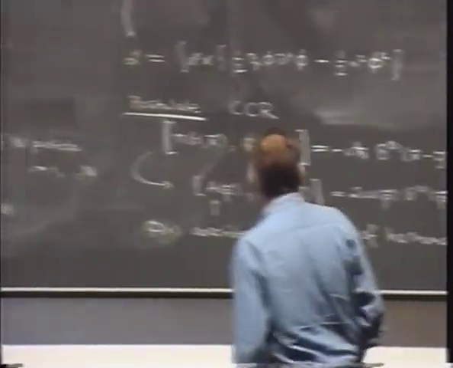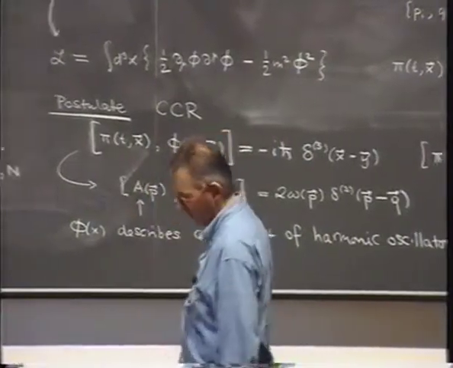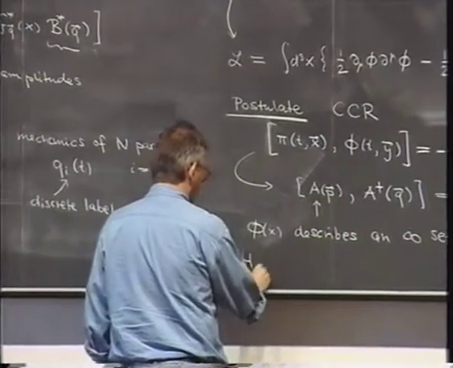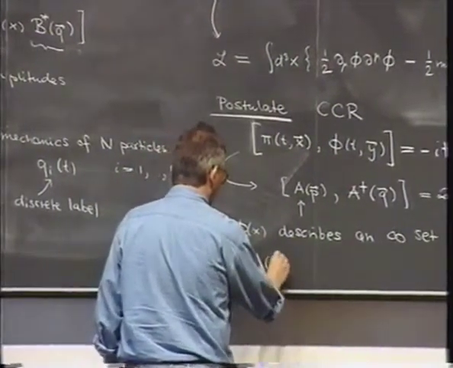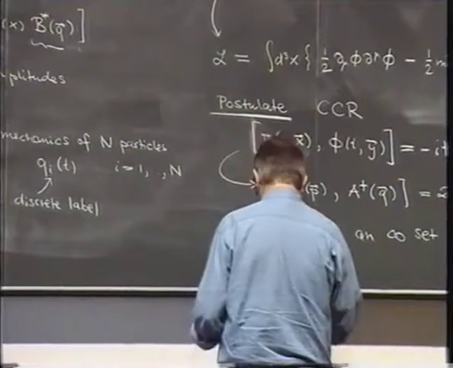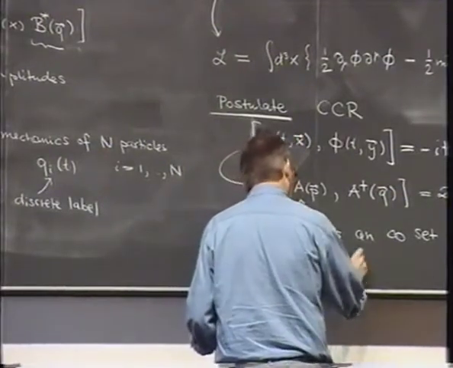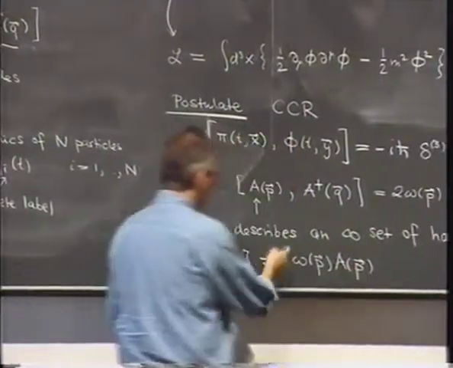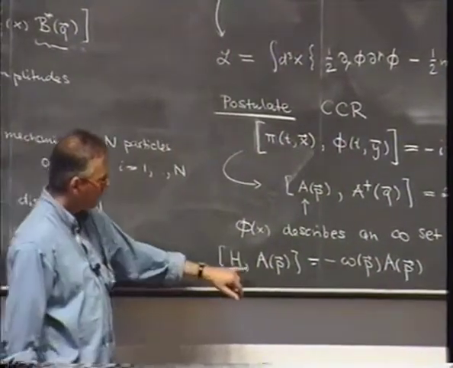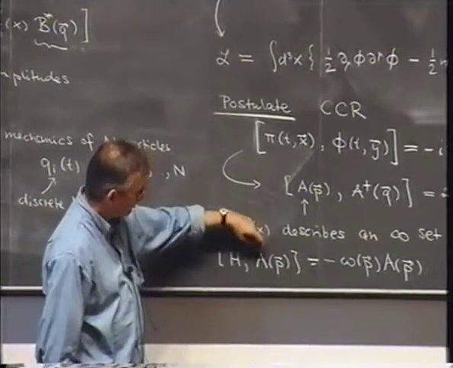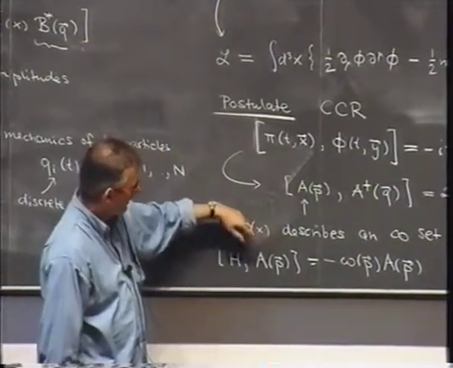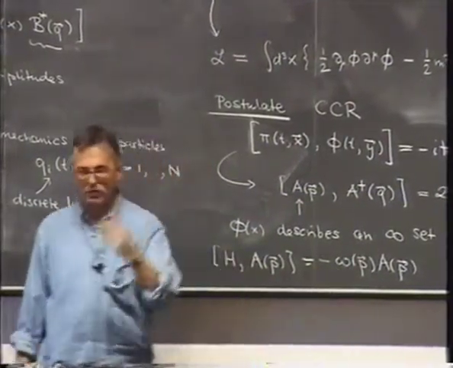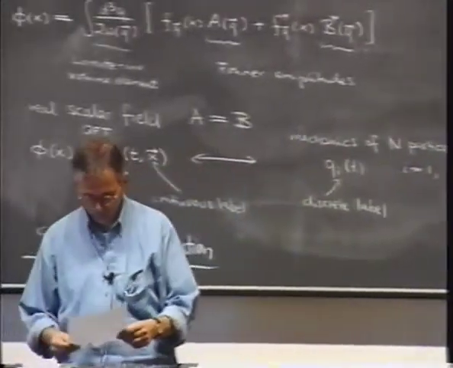And of course, you can also work out the Hamiltonian and so on. And you can check that, for example, H with A(P) is equal to minus omega(P) A(P), and so on. And we also have a relation for A dagger. What this tells you, in some sense, is that if you apply this operator to some state, then its energy will be lowered by so much. And this is equivalent to removing a particle from it.